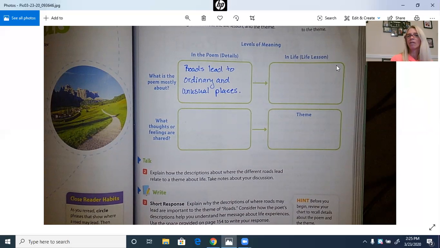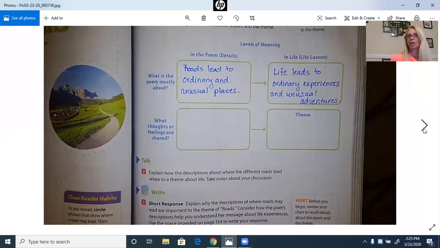And then what was the life lesson in that poem? What was the life lesson the author was trying to get you to pull out by giving you clues? And the life lesson was, life leads to ordinary experiences and unusual adventures. So here it's talking about the poem being about roads leading somewhere. And when you tie in life, you can say that it leads to ordinary experiences and unusual adventures. So no matter where the roads lead, you're going to get some type of experience. And it could be an adventure, it could be just plain, and it could be ordinary, right?